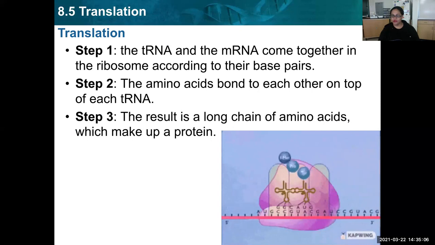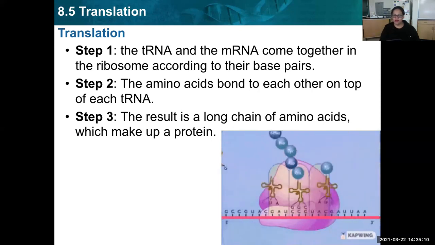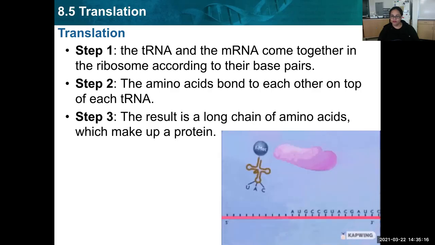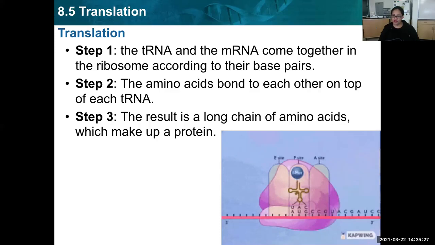So translation, we have 3 steps. I put all 3 steps on the same slide. Step 1, the tRNA and the mRNA come together in the ribosome according to their base pairs. So if you look at the GIF, the big pink blob in the background, that's the ribosome. And the bright pink strip at the bottom, that's the mRNA, and then that tRNA is the molecule in the middle. Looks a little different than our little hunched over old man, but it's the same. It has the anticodon on the bottom, and then amino acids on the top.